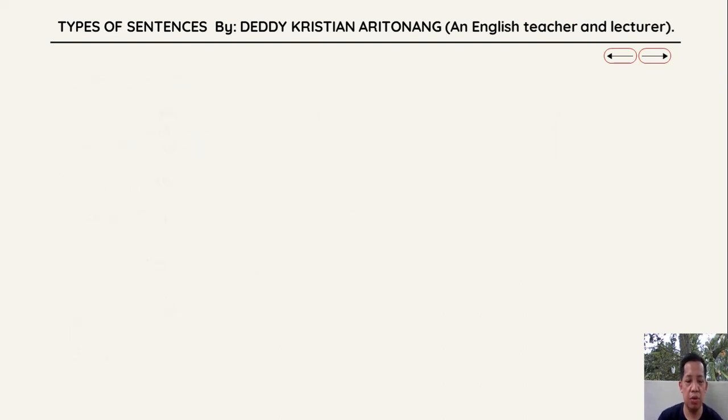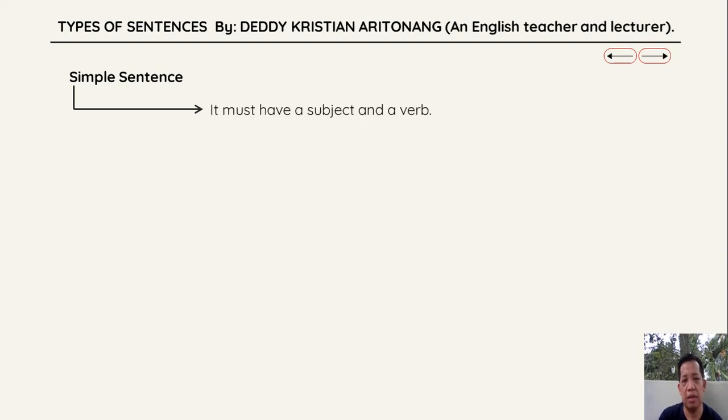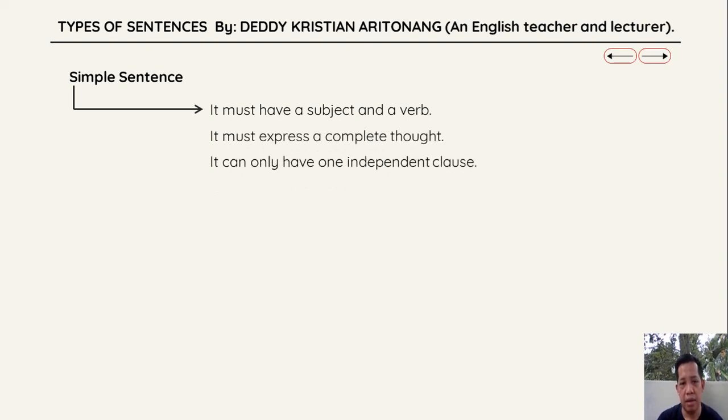Now let's move to the first type of sentence. It's called simple sentence. I'm going to show you several characteristics of simple sentence. Okay, it must have a subject and a verb. It must express a complete thought, and it must only have one independent clause. So a simple sentence must have one independent clause only.